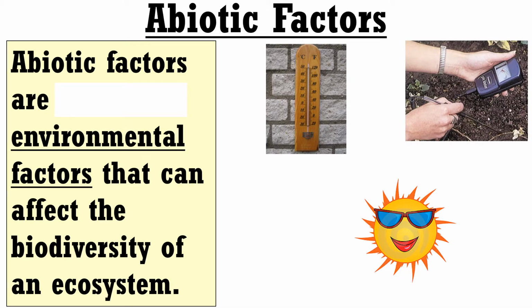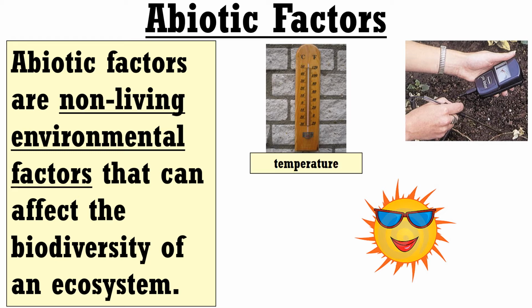So, put simply, abiotic factors are environmental factors that can affect the biodiversity of an ecosystem. In National 5 biology, we tended to talk about non-living factors. So a slight change in language, we're talking about environmental factors, but it's the same idea. You can think about what these are on the right hand side here. You've got non-living environmental factors: temperature, pH, and light intensity. So all environmental, non-living.